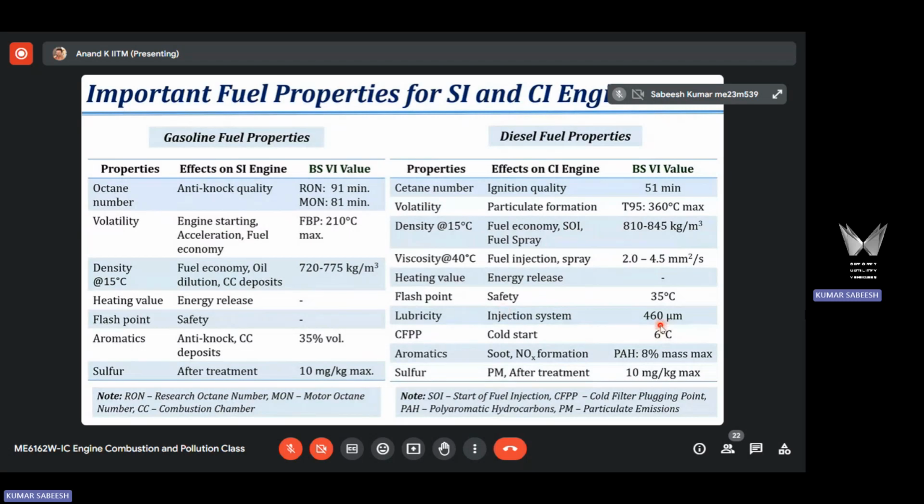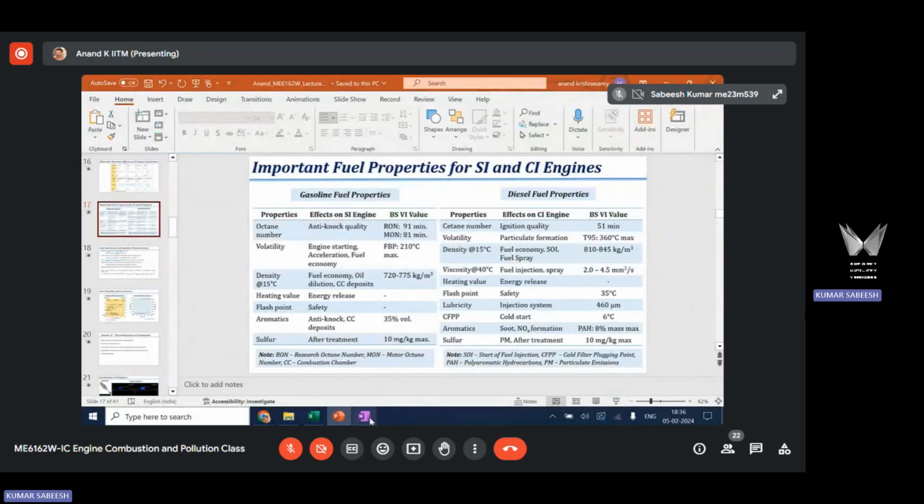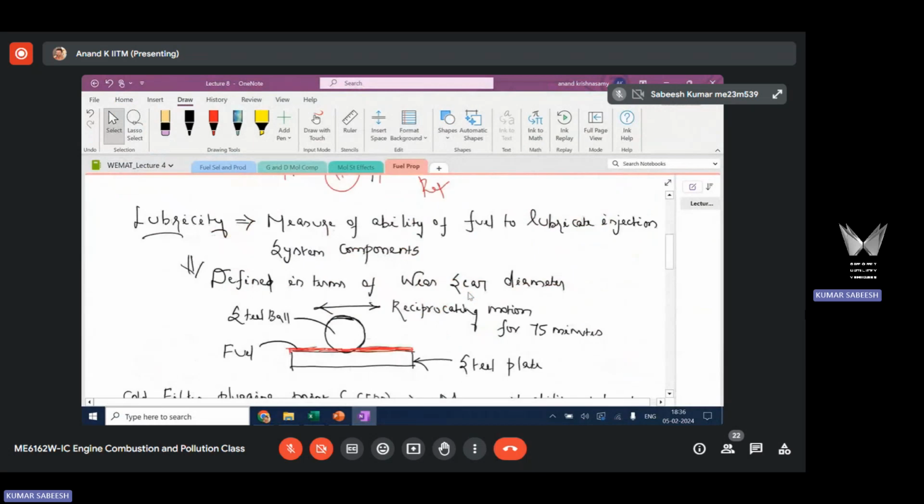And this is measured in terms of something called wear scar diameter. That is what you are seeing here. It is given in micrometers, 460 micrometers. It is called wear scar diameter. I will quickly show the setup that is used to measure this lubricity.